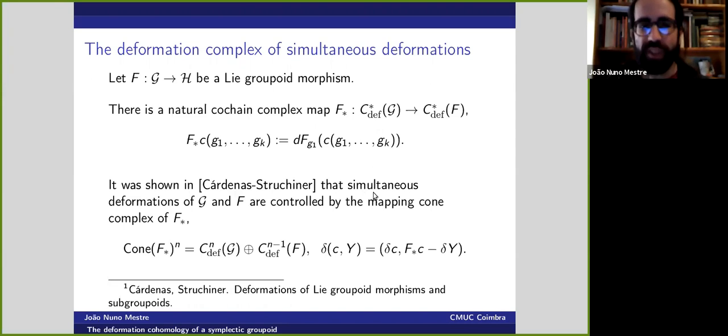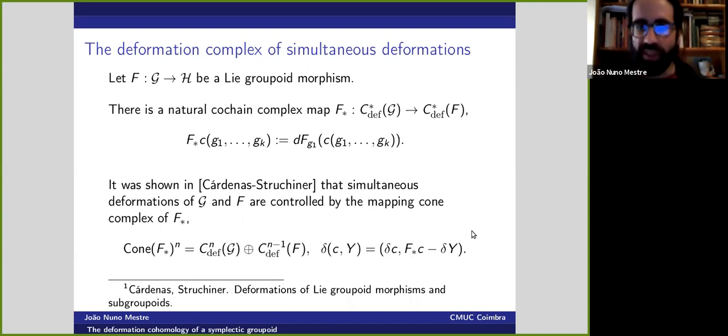So Christian and Ivan showed that simultaneous deformations of G and F are controlled by the mapping cone complex of this cochain map. Explicitly, the space of cochains of the cone is the sum of the space of cochains of the domain of the map, so cochains in G and cochains in F with a shift in degree. But the cone is not a sum of chain complexes, because on the first factor, the differential is just the differential of the complex of deformations of G. On the second one, we have the differential for deformations of F, but it's twisted by the map that we are using to take the cone.